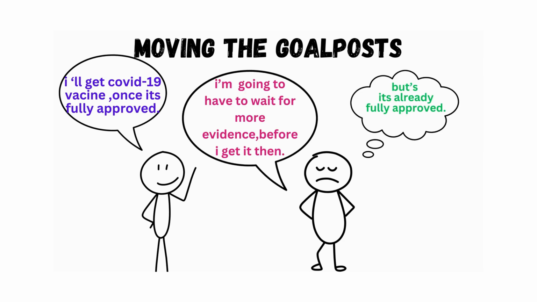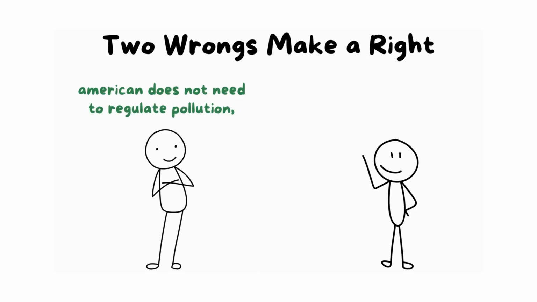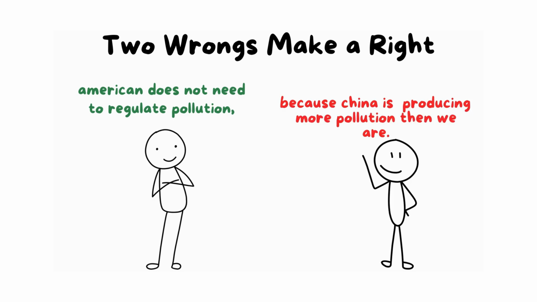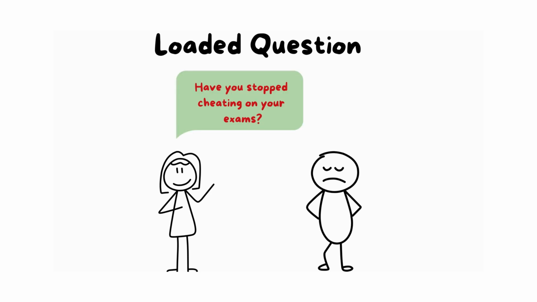Moving the goalposts. This occurs when someone continually changes the criteria of an argument or goalpost to avoid being proven wrong. Two wrongs make a right. This occurs when someone argues that something is justified because someone else did something similar or worse. Loaded question. This is a question that contains an assumption that, if answered, implies the truth of that assumption.